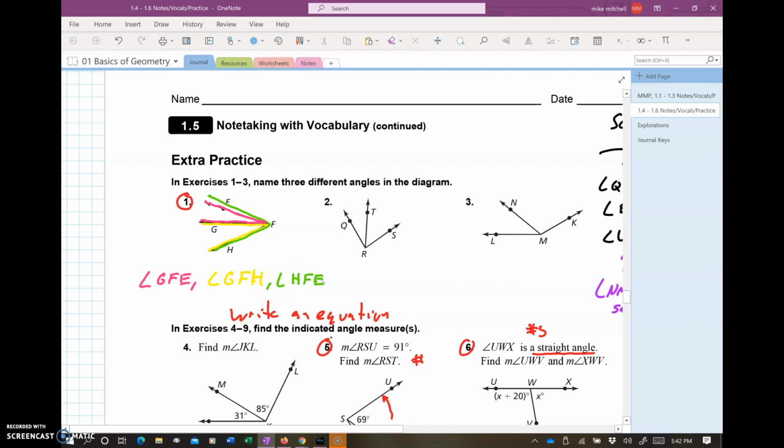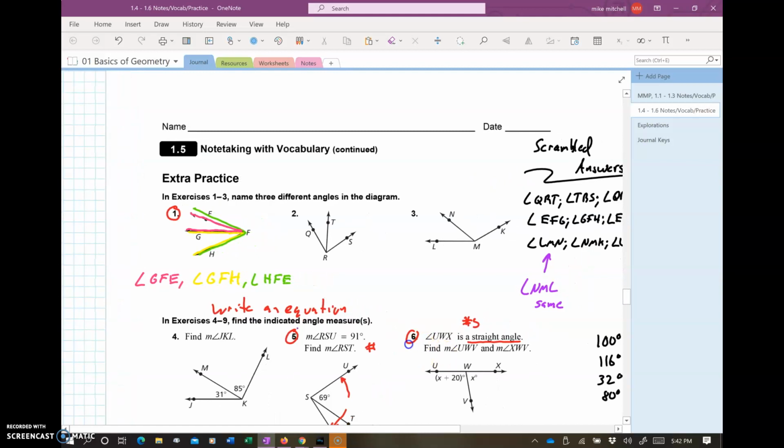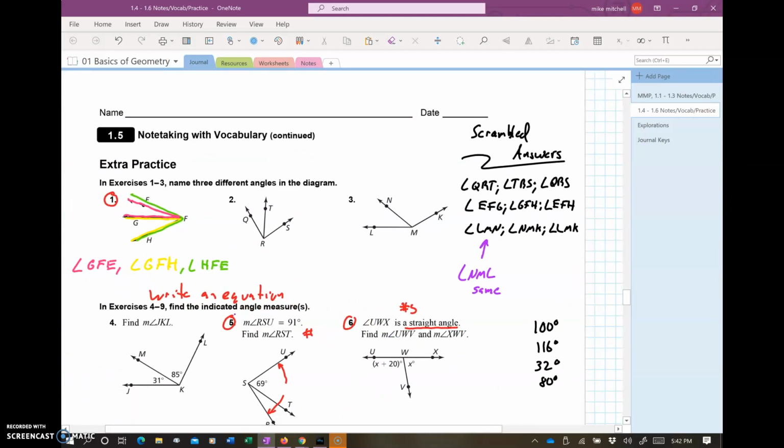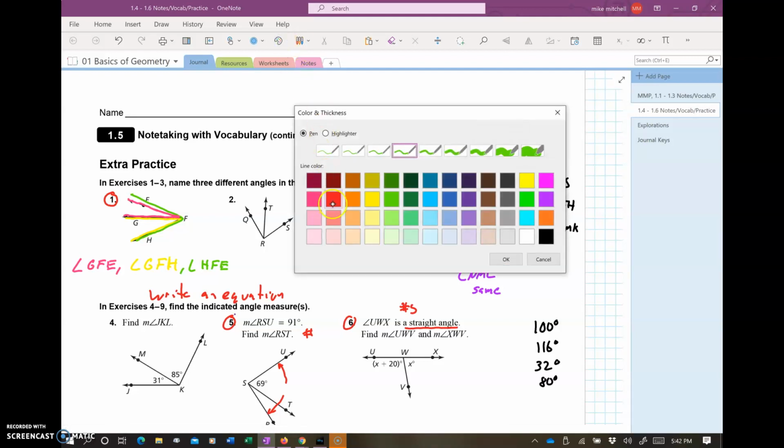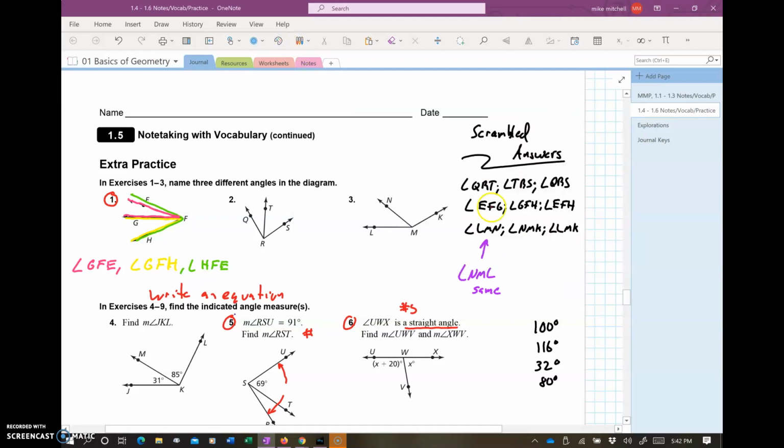So I'm going to come over here and check my answers. I'm looking for angle GFE. I don't see that exact, but I have EFG, that's the same thing. GFH, that one matches. HFE, they have EFH, that one matches. So I use that set of answers right there. That's for the first one.